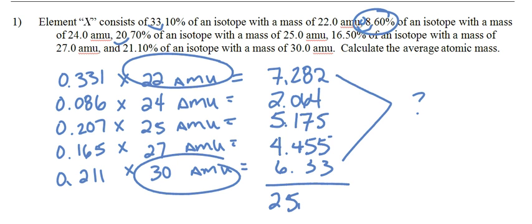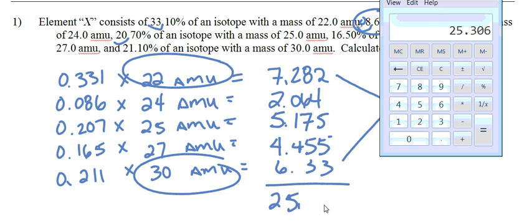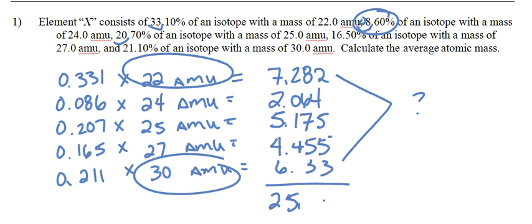So 306, I think it said. Yeah, 306. And again, thinking about this, it should be somewhere between my high and my low. So if you got a value, say, of 125.306, then you may want to double check your math, because you may not have done something correctly. Like, probably what I would speculate is you may have had 86% instead of 8% on that 24 AMU.